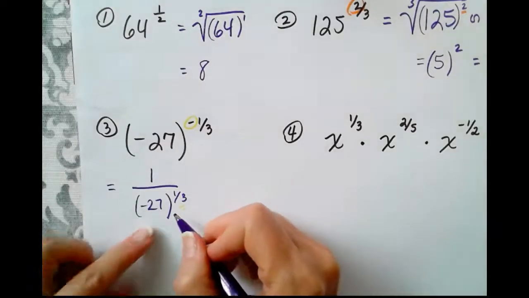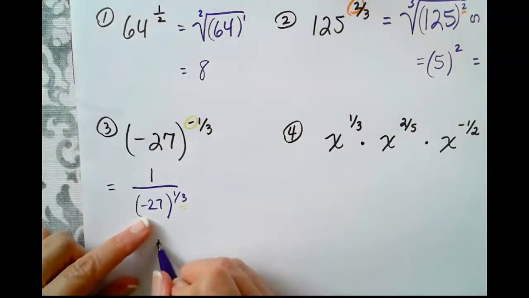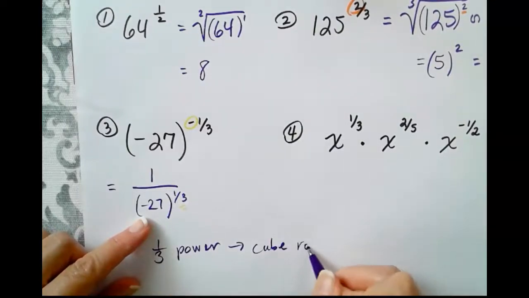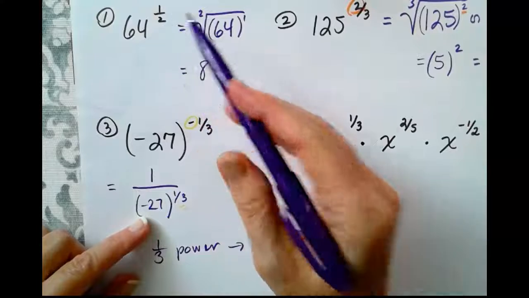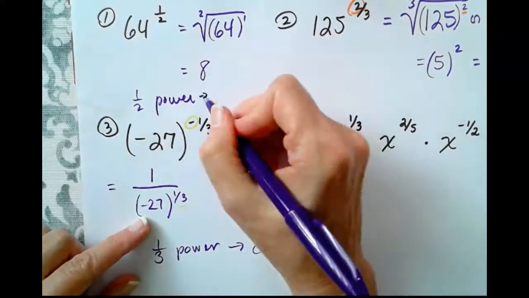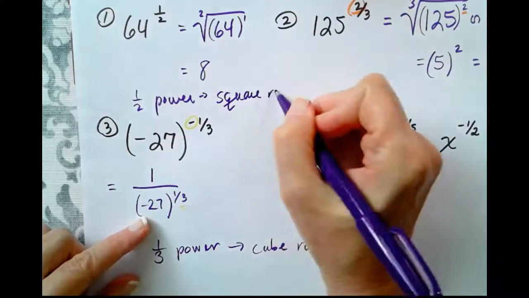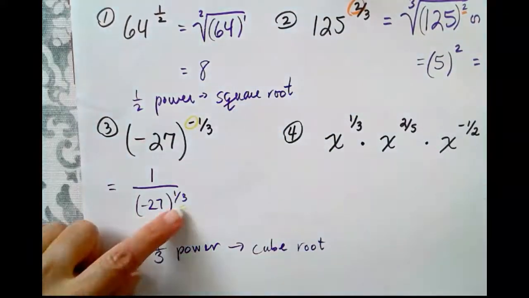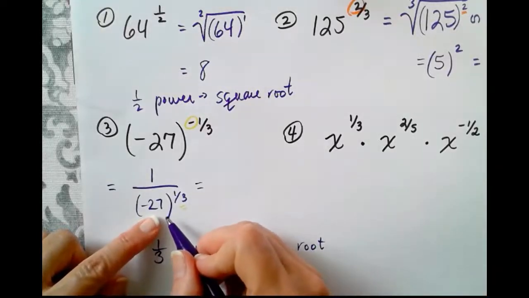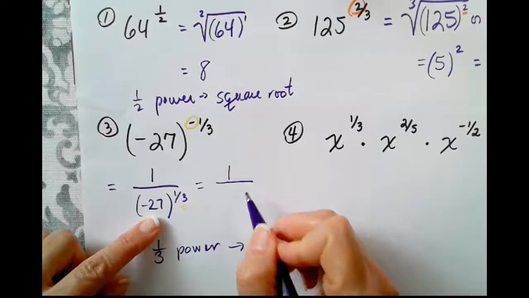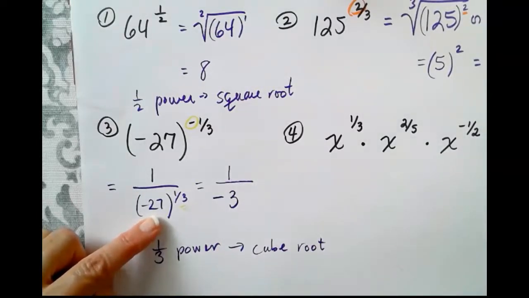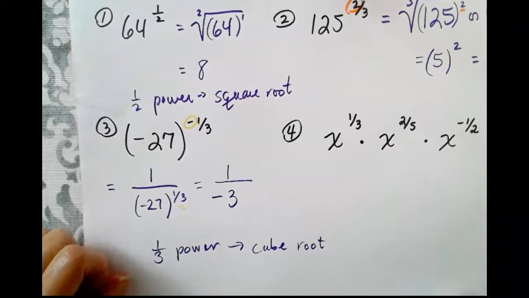The 1/3 power, of course, is the same as the cube root. So 1/3 power, exactly the same as the cube root. The 1/2 power was the same thing as the square root, and I will use them interchangeably as we go through the year. Now this is the cube root of -27, so our answer will be 1 over -3. Why? Because -3 times -3 times -3 is where we get -27.